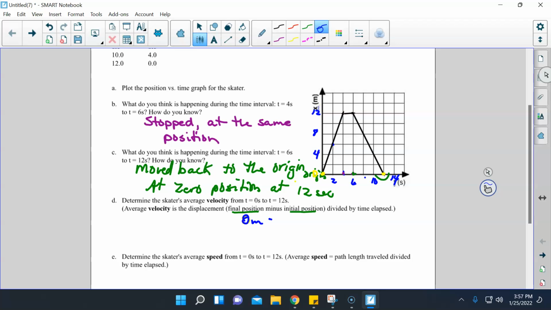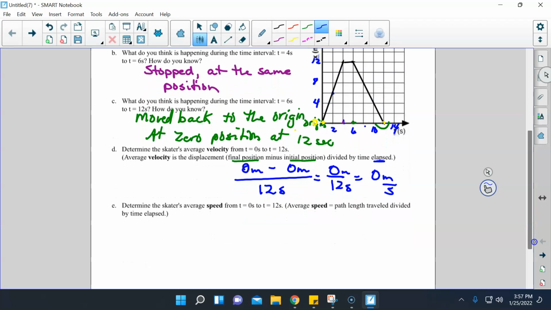0 meters minus 0 meters divided by the time that went by. That's what elapsed means. Well, if I'm here at 0 and this is 12 seconds, isn't that over 12 seconds? It looks like 0 divided by any number is 0, right? So this is 0 meters, because this would be meters per second. Nothing cancels out. So that's my average velocity. What is my change in position over time?